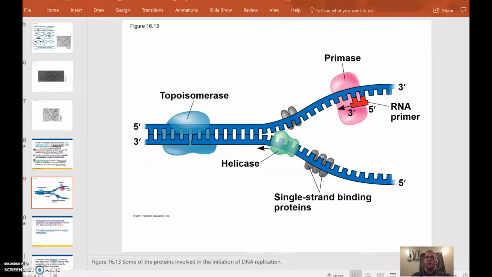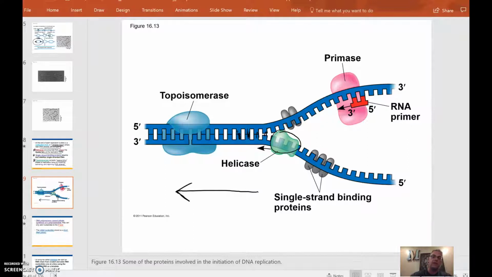So in this particular scenario, we can see the direction that this is moving is towards the left side of our screen. Here's our helicase, and the helicase really looks like it's working along the lines of a zipper. As the helicase is moving, these bonds between these nitrogen bases are being separated.